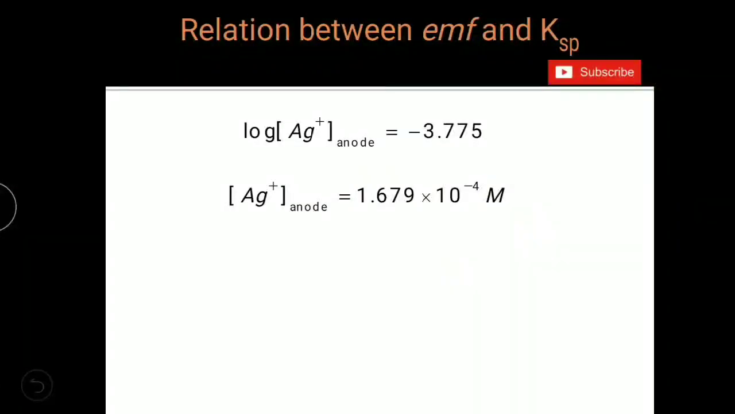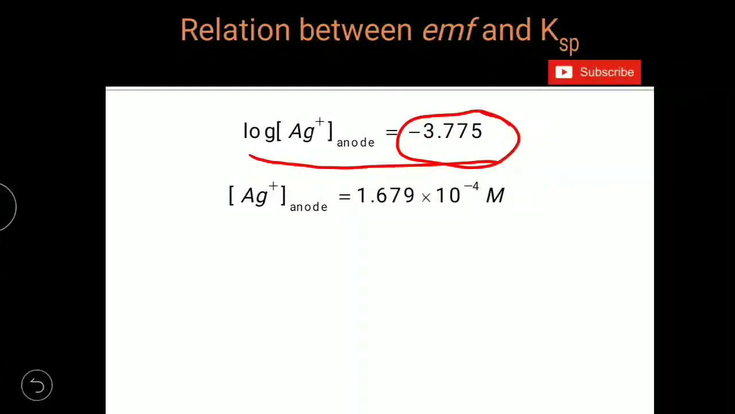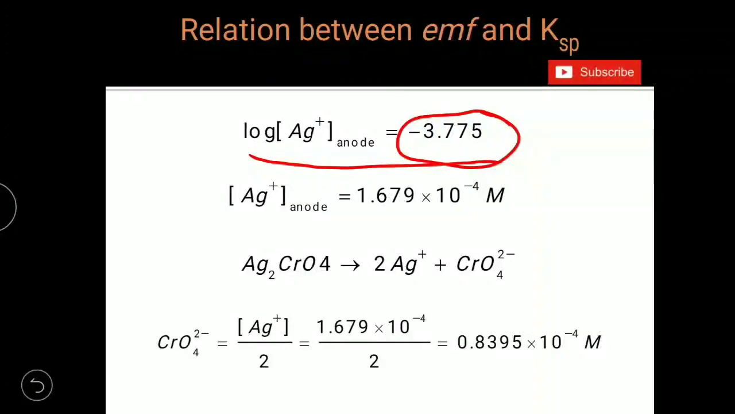If you apply antilog on both sides here, antilog of minus 3.775 is equal to 1.679 into 10 power minus 4 molar. So we got the silver ion concentration. But silver chromate ionizes into 2 moles of silver ions and 1 mole of chromate ion. So the concentration of chromate ion will be half of the concentration of silver ions. That's why the chromate ion concentration is equal to 1.679 into 10 power minus 4 divided by 2, which is equal to 0.8395 into 10 power minus 4 molar.